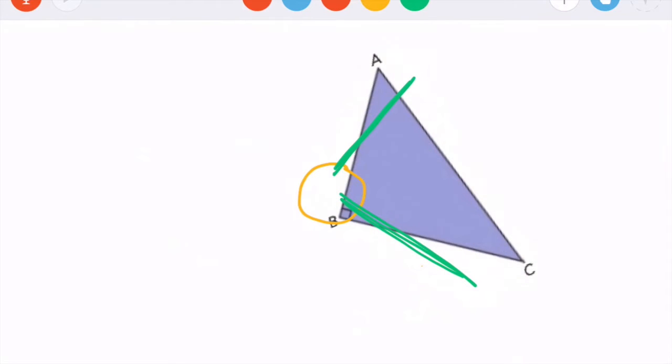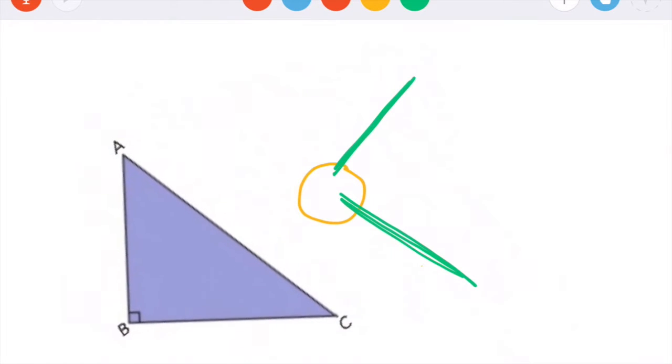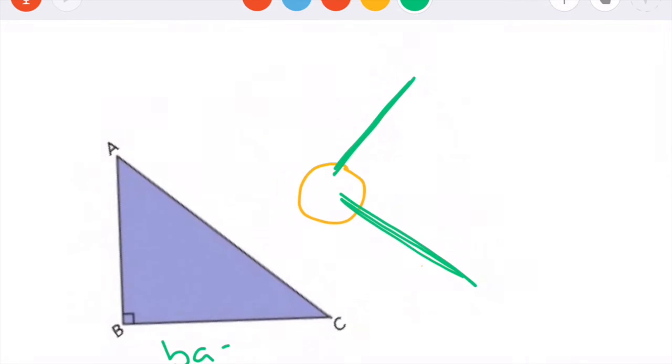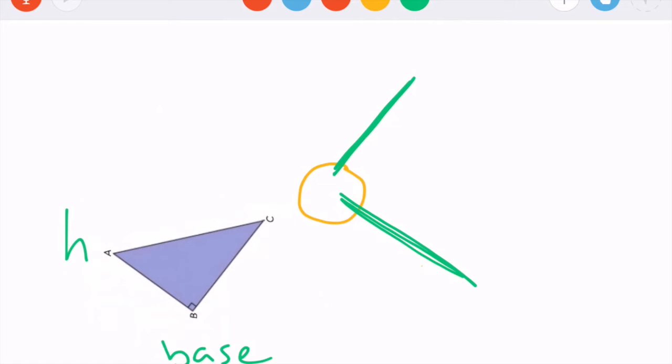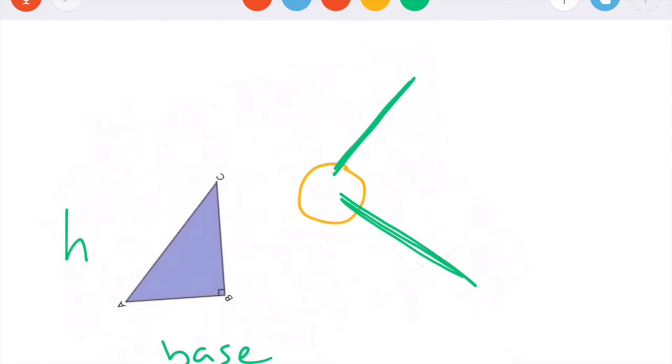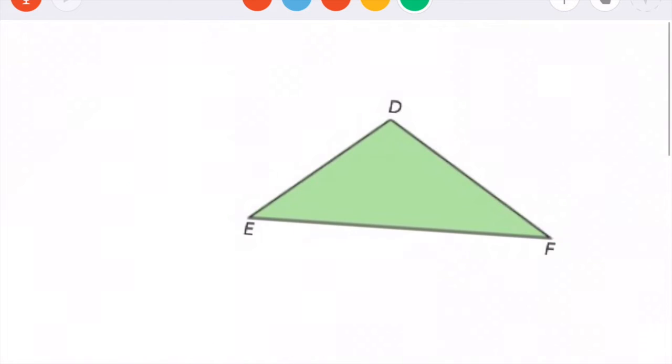So we can turn this triangle like so. Okay, we can call this side BC the base, and we can call this side AB the height. We could also turn it like this, and then we could call AB the base, which should make BC the height. So in a right triangle, the base and the height are interchangeable as long as they're connected with that right angle. Let's look at this next example.